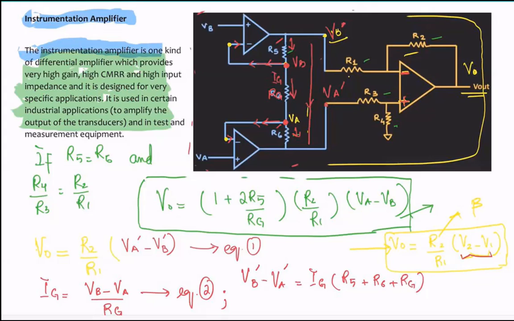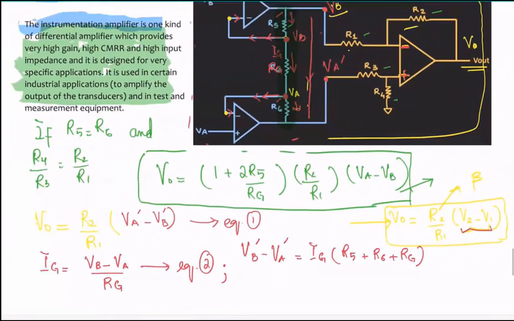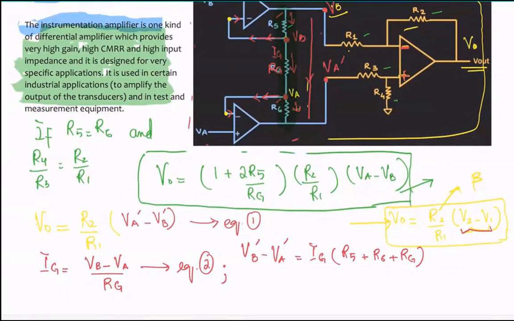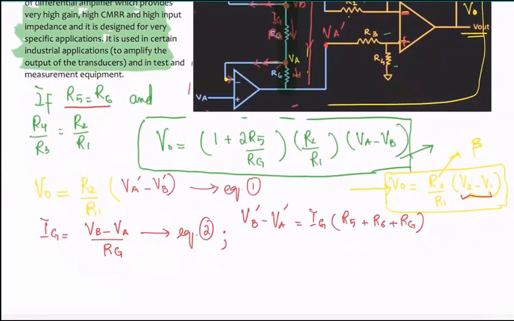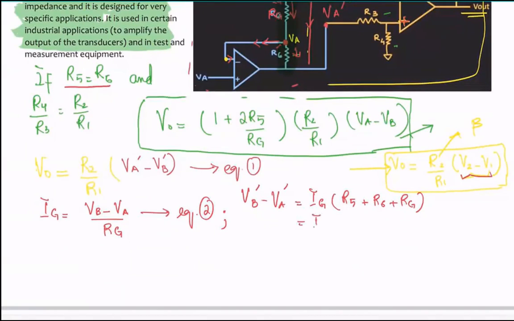The current throughout this whole thing is IG. So I just simply apply Ohm's law to find out the voltage across these two terminals, VB bar and VA bar. Also, notice here, when we started this analysis, we assumed that R5 is going to be equal to R6, okay? So if I put that, I can write this equation: IG equals R5, and replace R6 with R5 also, plus RG, and then I can write it down as IG times 2R5 plus RG.